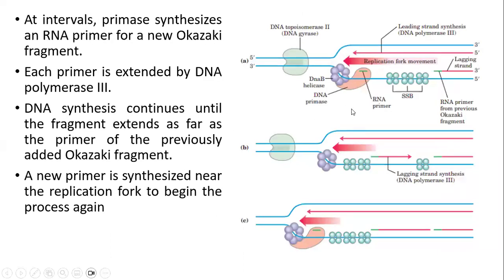So at intervals during leading strand synthesis or formation of Okazaki fragments, the enzyme DNA primase will work in close association with helicase and will synthesize a stretch of RNA primer. The primer is then extended by the DNA polymerase, and it will extend the primer till the previously formed Okazaki fragment is reached. Then again a new primer will be synthesized to begin the process, and in this way it is repeated.